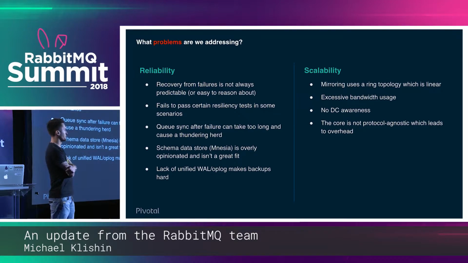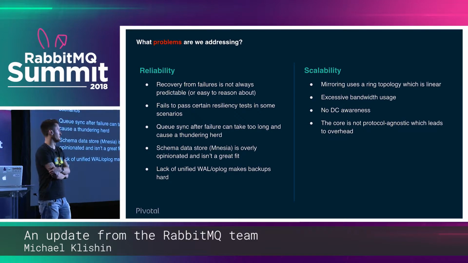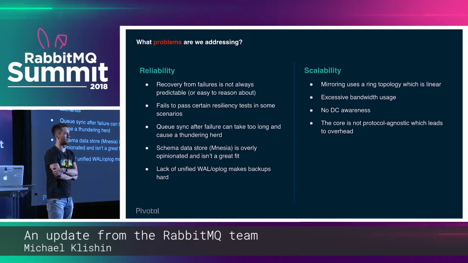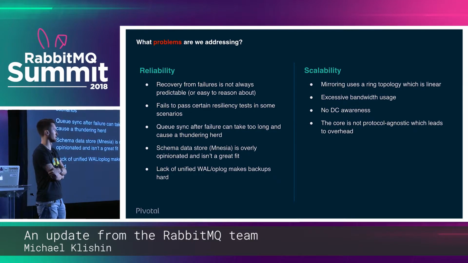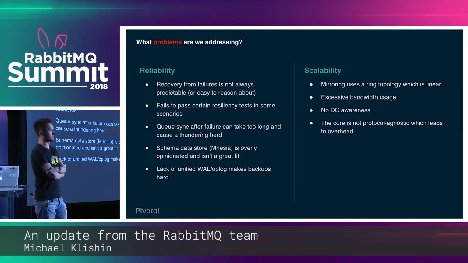The schema data store used internally has originally been designed for very different workloads. I think it's a reasonable system in many ways, but RabbitMQ users expect something else. They expect it to work differently from how it works today, so it would be nice to find a way to address that, right? And lastly, RabbitMQ currently doesn't have a single write-ahead log or operation log, depending on what database you're more familiar with, which in particular makes backups harder, incremental backups. So it would be nice to get there one day.